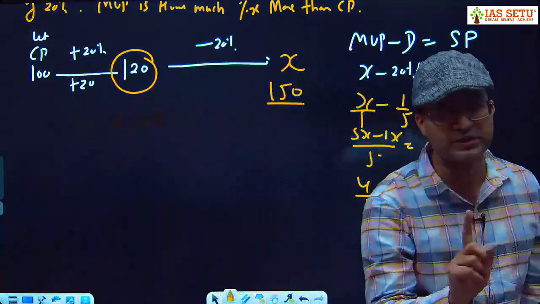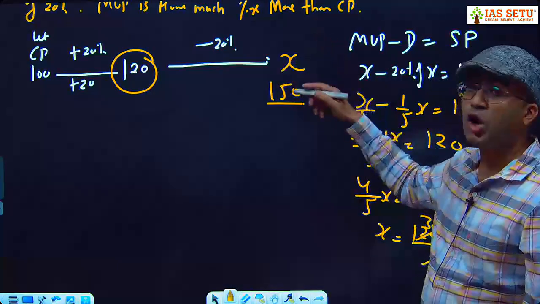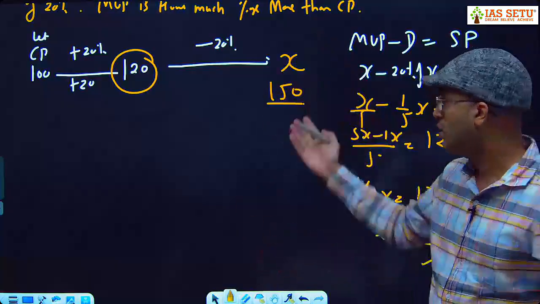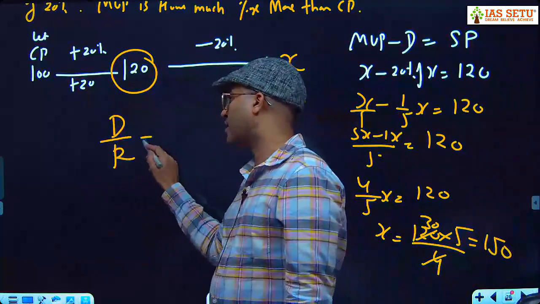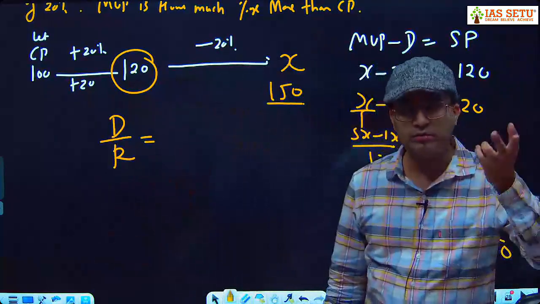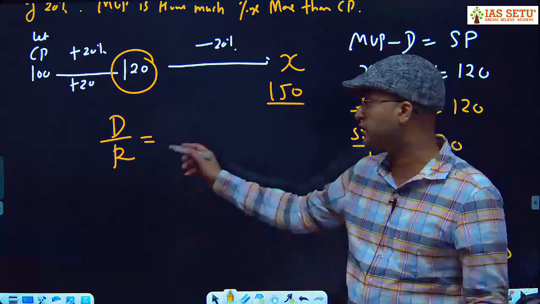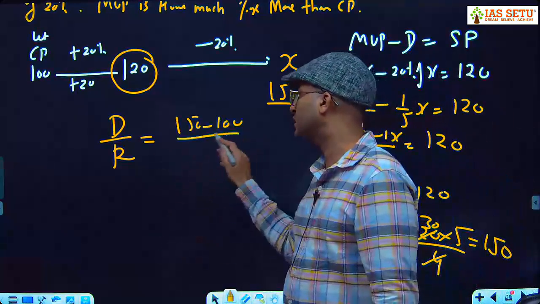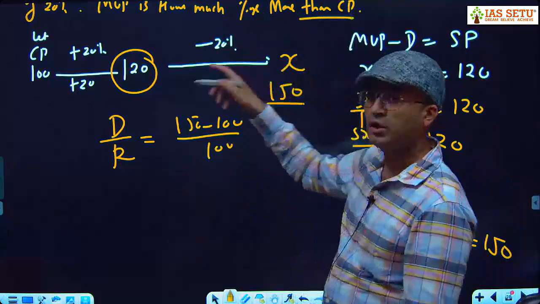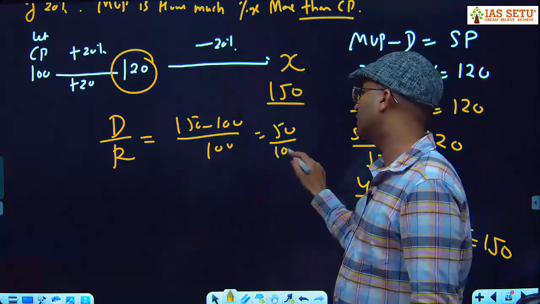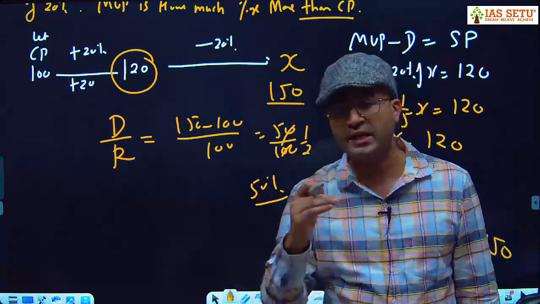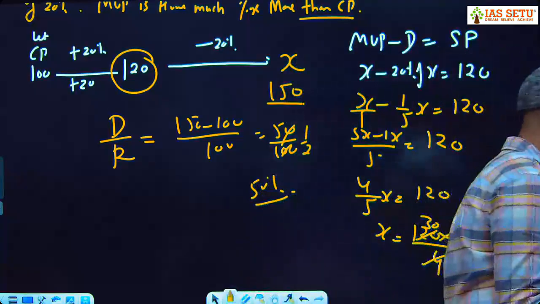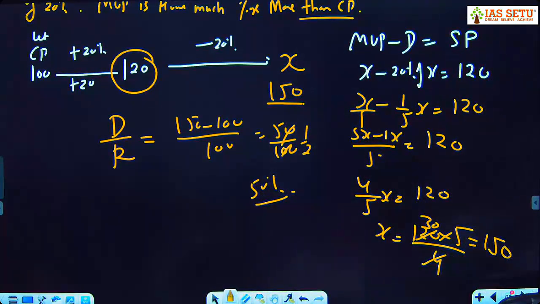But this 150 is not the answer. Question is markup price is how much percentage more than cost price. 150 is how much percentage more than 100. Difference upon reference. Are you able to recall? Percentage more, less, increase, decrease. So 150 minus 100 upon 100. Cost price is the base. 50 upon 100. It is 1/2, 50% more. So your markup price has to be 50% more so that even after giving a discount of 20%, you can make a profit of 20%.